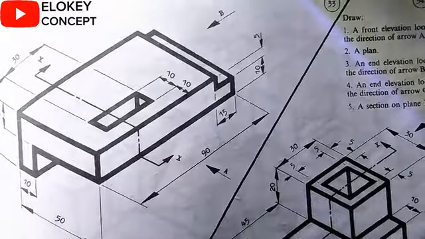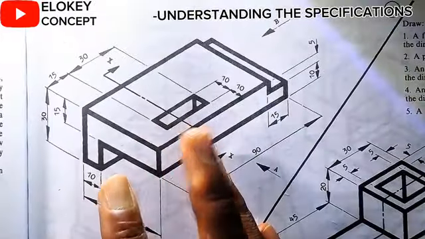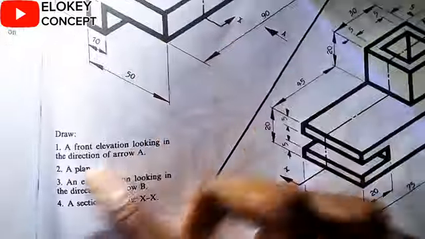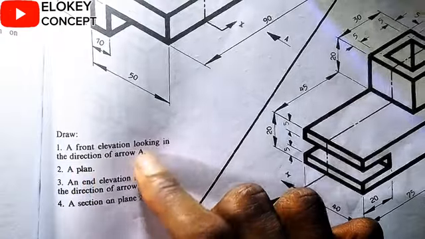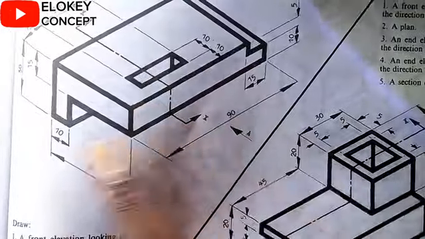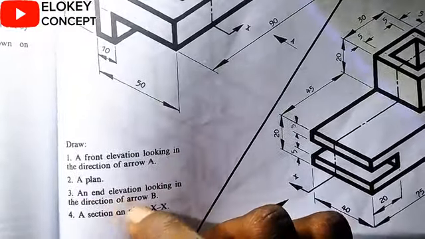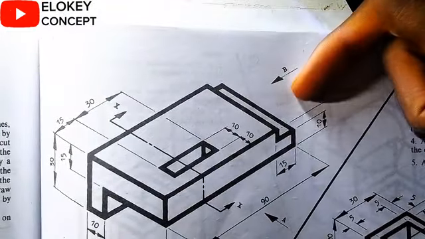Drawing an isometric block, the very first thing we consider is what we have. This is the block we are going to draw now. But what they asked us to do is to draw a front elevation looking in the direction of arrow A, which is this. So this is the front elevation, and a plan and an end elevation looking in the direction of arrow B. And we know that arrow B is this one we're seeing here, looking at the right end.